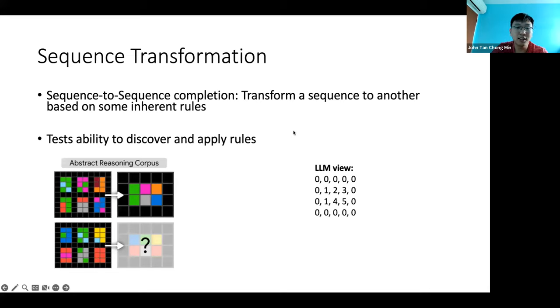All right, so the first is the sequence transformation. As what I mentioned earlier, this is just to test whether the model can understand, discover and apply rules. So in this case, we want to map the most common color, like green, into this thing here. We want to map it into this pixel over here. Same thing for this thing. So this is the rule. The rule is not verbalized in text. The rule must be discovered by the large language model.